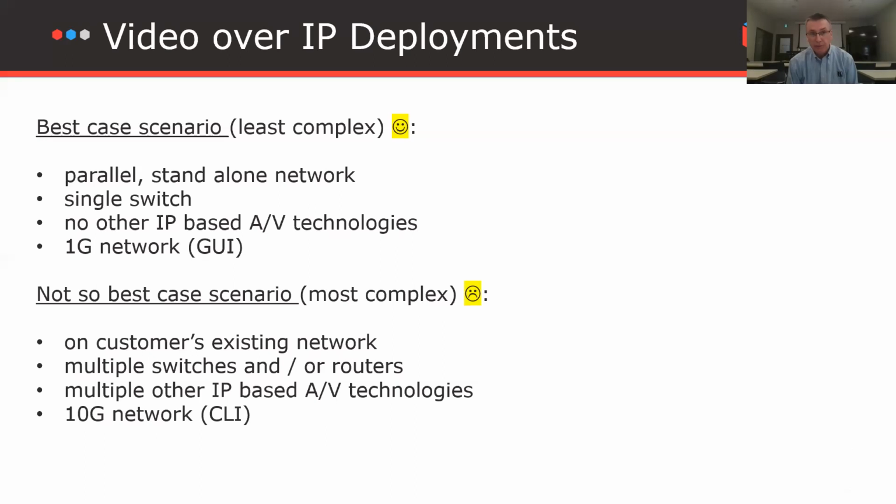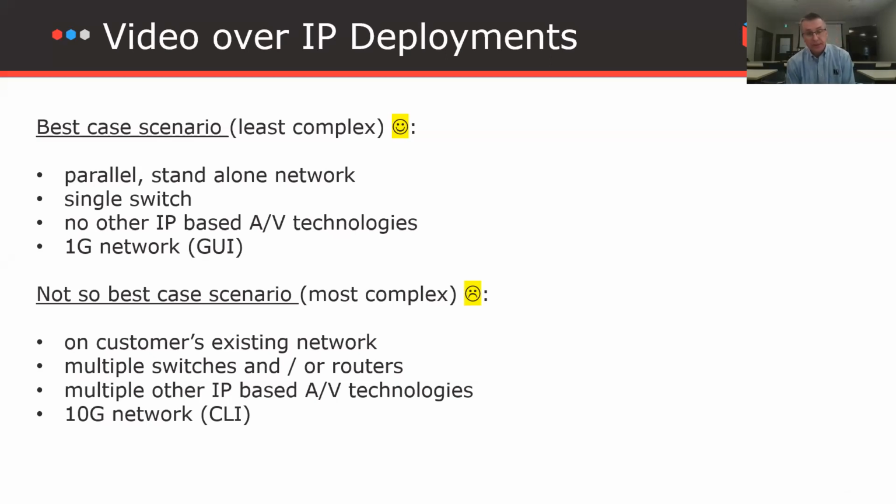Single switch would make this a much simpler system, as I'll show later on with some examples. No other IP-based AV technologies. So all the setup that we can do is specific to our encoders and decoders. And the last one is a 1 gig network. It's one of the things you don't hear a lot of people talk about, but in general, 1 gig network switches are typically much easier to set up than 10 gig switches.